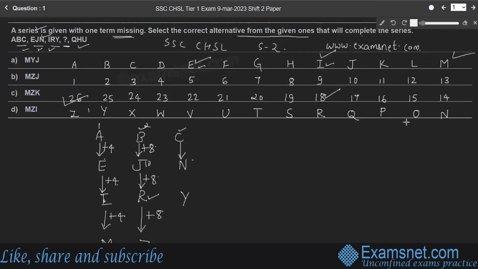To get the third letter in the fourth cluster, consider the third letters. C is 3, N is 14. Therefore, C plus 11 is N. 3 plus 11 is 14. Similarly, N is 14. Add 11 to N, and you will get 25. 25 is nothing but Y.